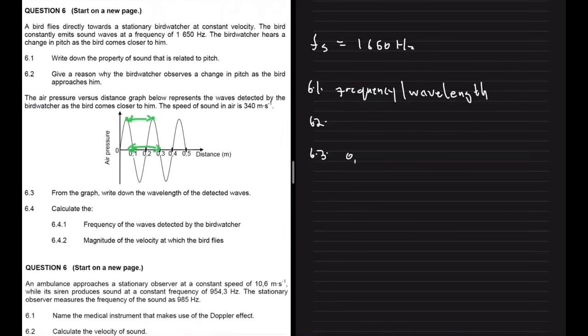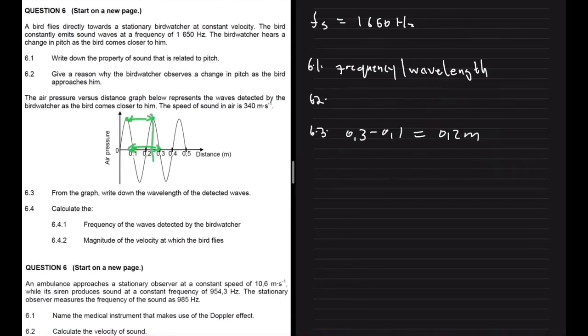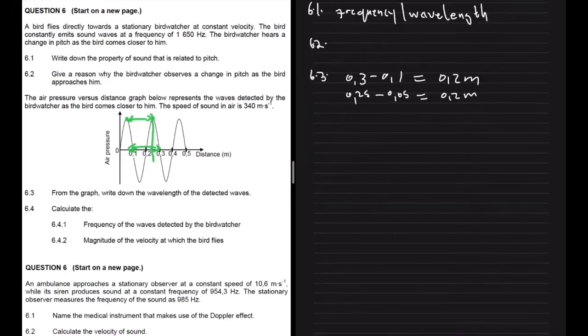So you can see from the graph that we have 0.3 minus 0.1, which will give us 0.2 meters. If we use the other point, if we use the crest instead, between 0.3 and 0.2, we have 0.25 minus, between 0 and 0.1, we have 0.05, which will also give you 0.2 meters. So the wavelength, we calculated by just sticking to the definition of what a wavelength is.